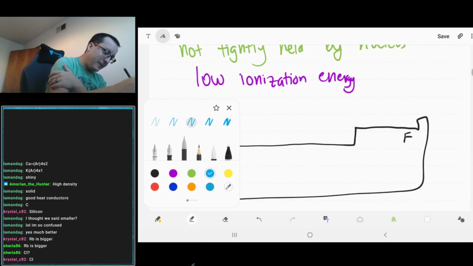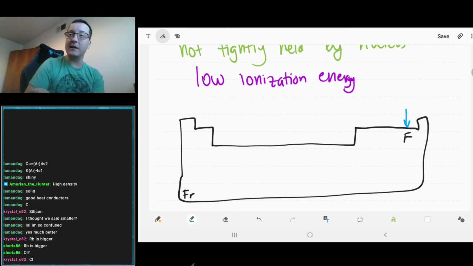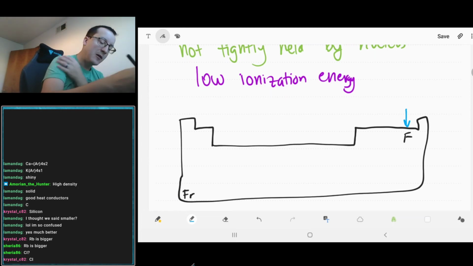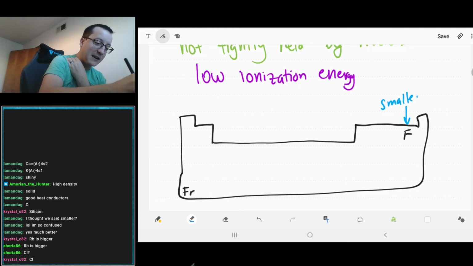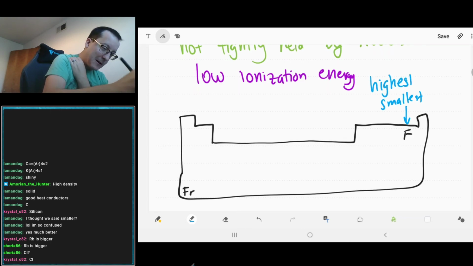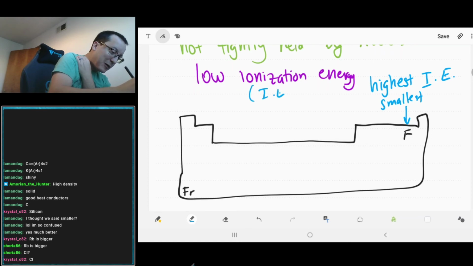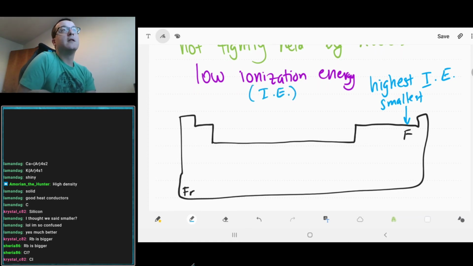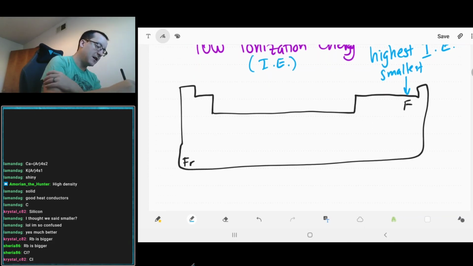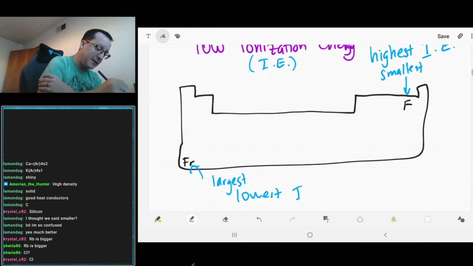Once again, fluorine and francium will be our marker elements. We're going to see that fluorine, being the smallest, as we have already established, will also have the highest ionization energy. I'm just going to say IE for ionization energy. Francium, being the largest, will have the lowest ionization energy.